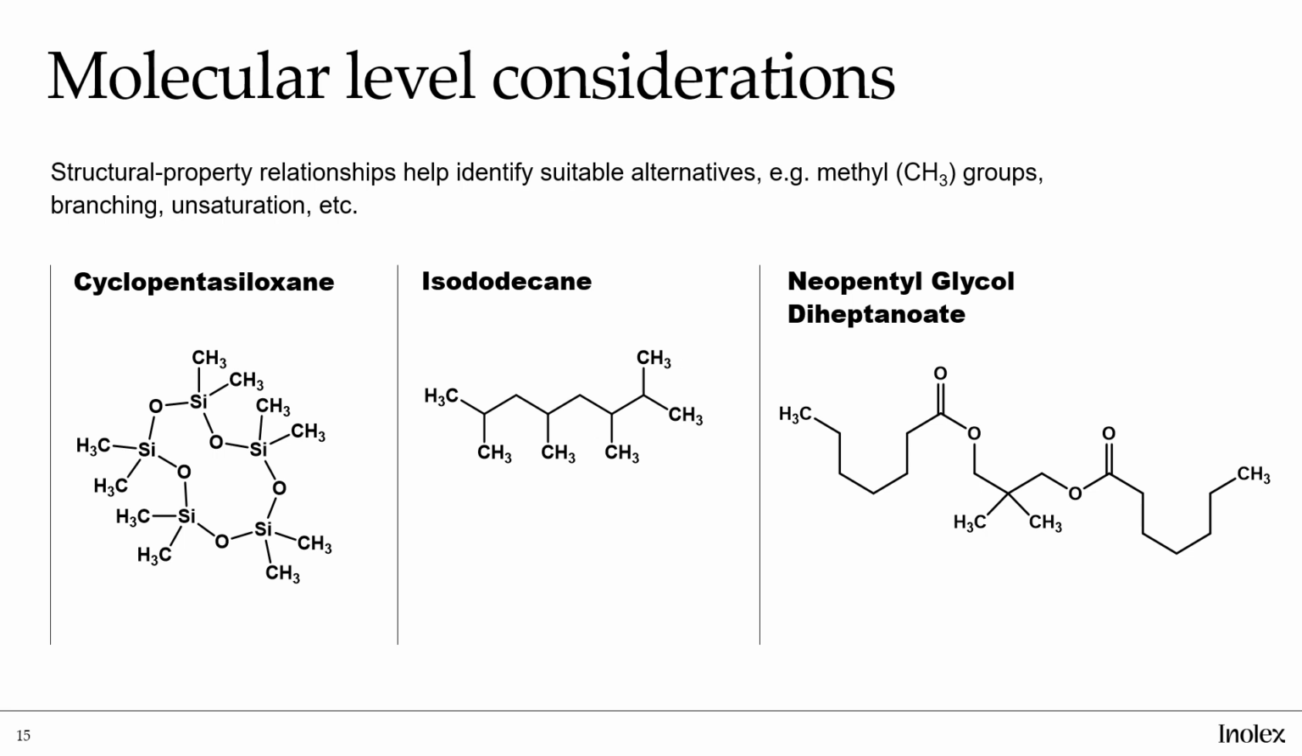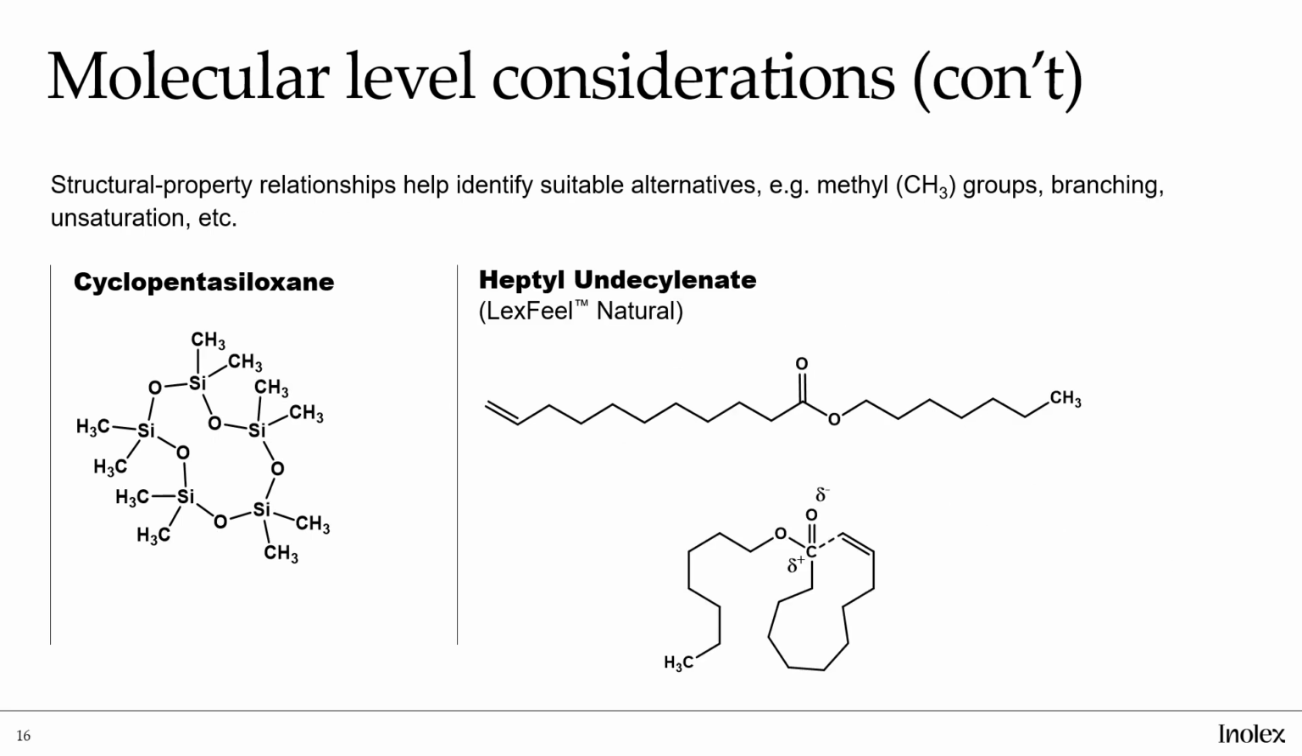Similarly, for a neopentyl glycol diheptanoate, we see the methyl groups there and a lot of branching as well. And again, collectively, having fluids with the branching and the high methyl group substitution enables them to stay fluids down to very low temperatures and to have that low surface energy that's required for effective silicone substitution.